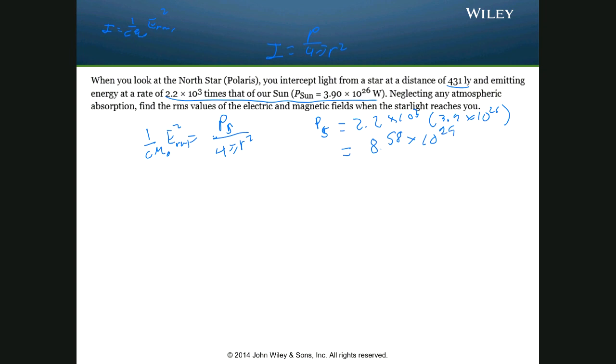Sounds about right. And we're going to be able to see that at 431 light years. This one I already had pre-worked out. It is going to be 4.08 times 10 to the 18th meters. Light years are huge. So now that we have PS and 4 pi r, we can solve for E squared.